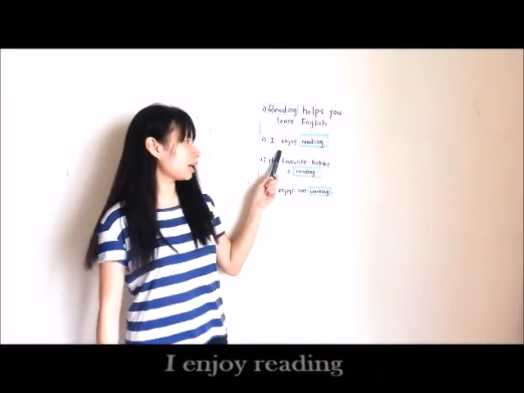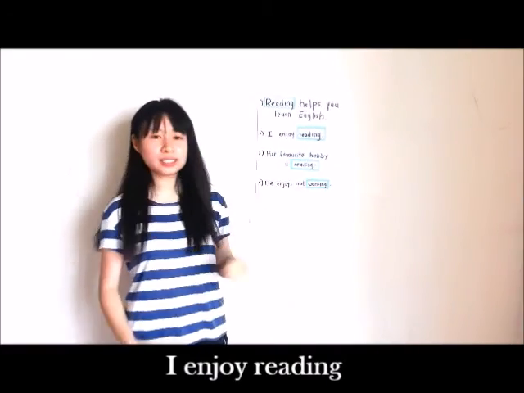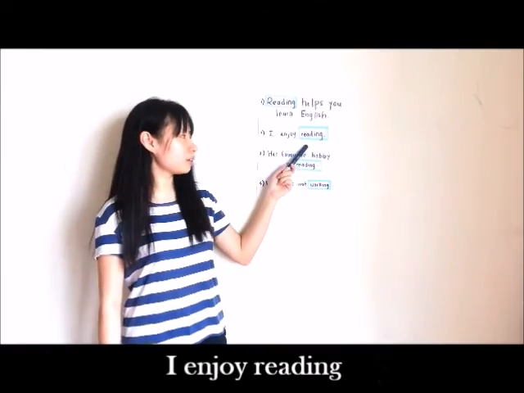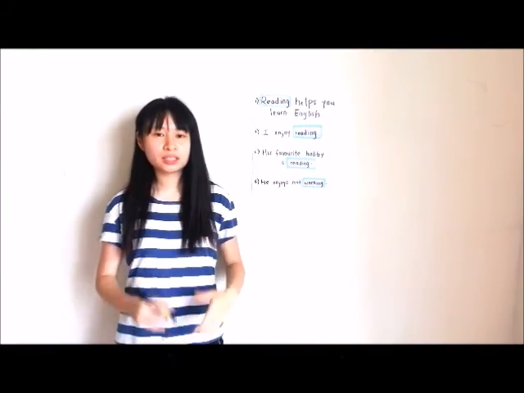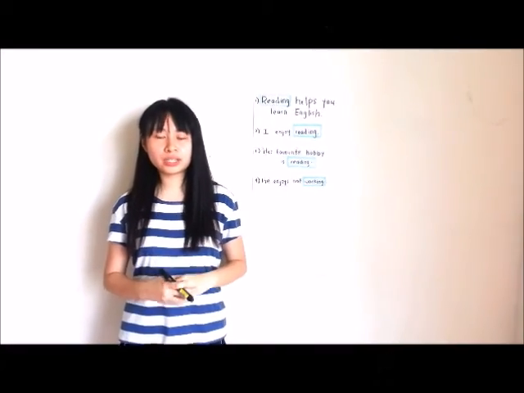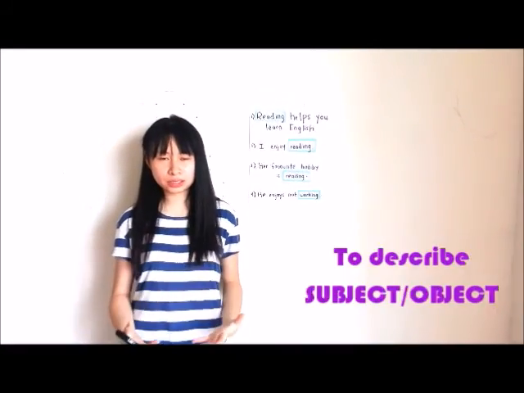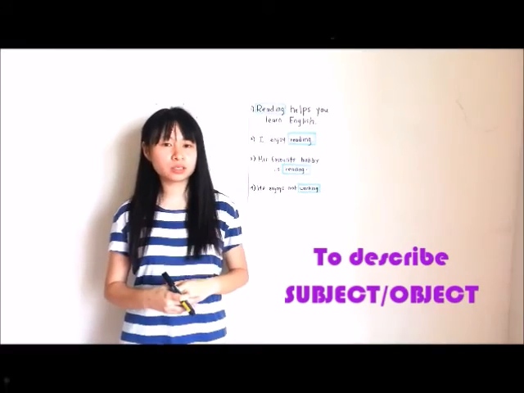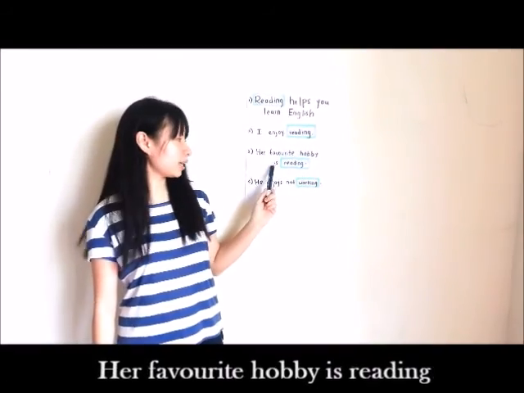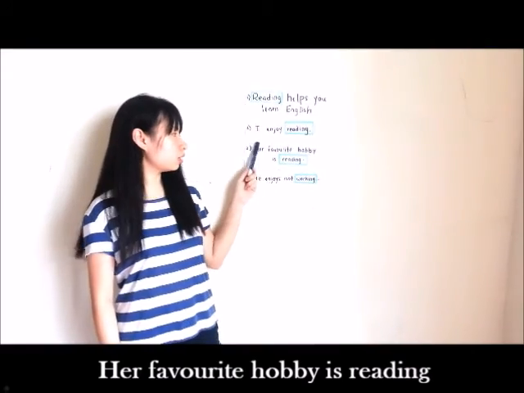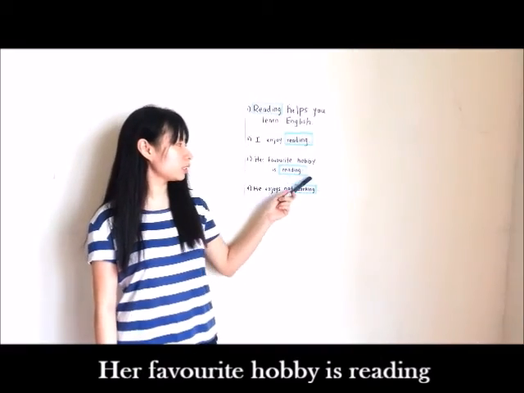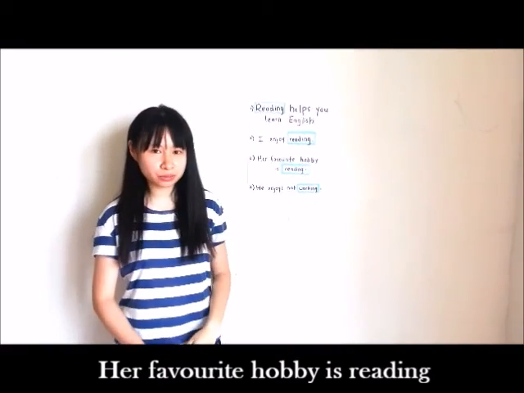Like, I enjoy reading. In this sentence, I is the subject, enjoy is the verb, and reading is the object. A gerund may also be used as the complement. It is usually used to describe the subject or objects in a sentence. For example, her favorite hobby is reading. Here, her favorite hobby is the subject and reading is the complement that explains the subject.